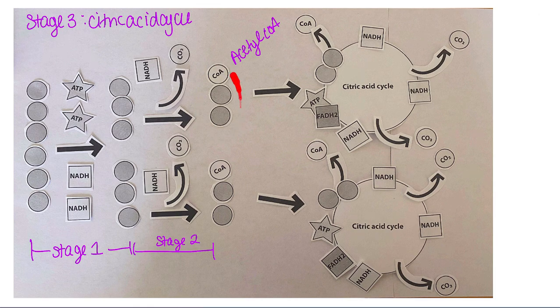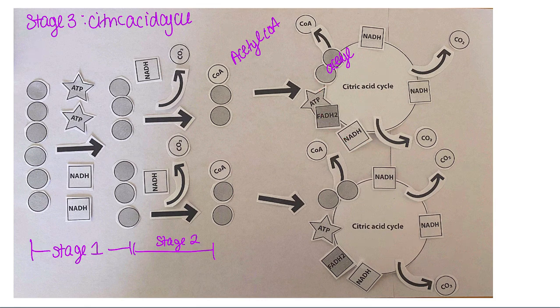So this acetyl-CoA is going to enter the citric acid cycle. If we start here on the top, these 2 gray circles that are going into the citric acid cycle are our acetyl group. And this is the acetyl group that is left over from glucose. The CoA leaves the cycle, and this acetyl group is going to join up with oxaloacetate to make citrate, and that citrate gets passed around in a circle.